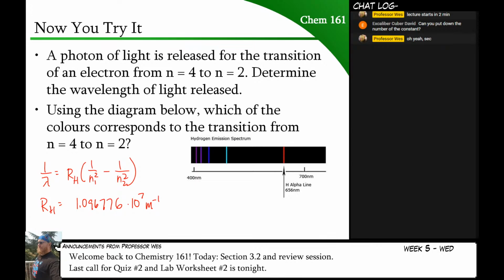Now that I've written that down, I immediately don't trust it. So just looking it up again, but in the PDF this time, so I don't interrupt you. 1096776. Okay, cool. So we have the right constant. So 365, yeah, that's got to be too short because that would be over here. That would be UV. We wouldn't be able to see that one. Double check your answer.